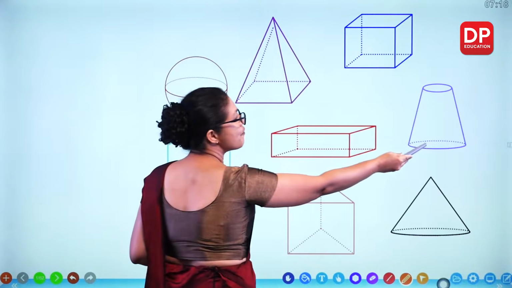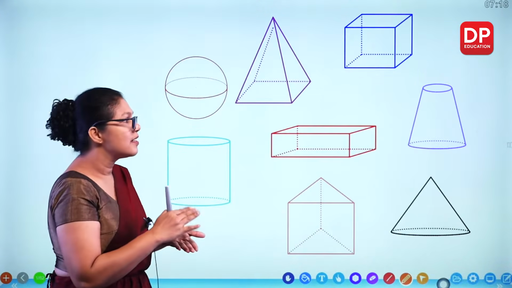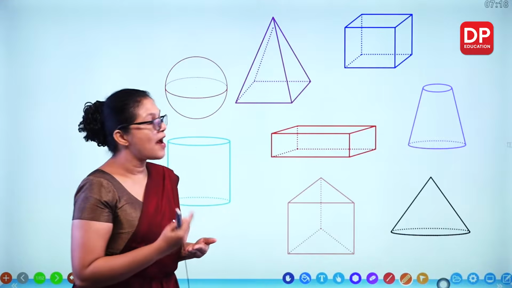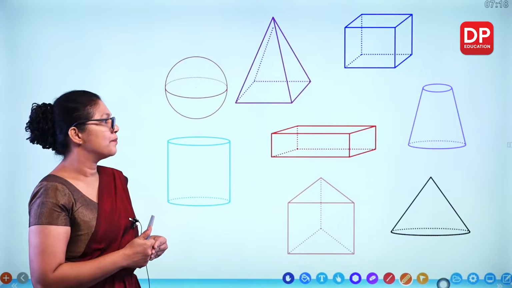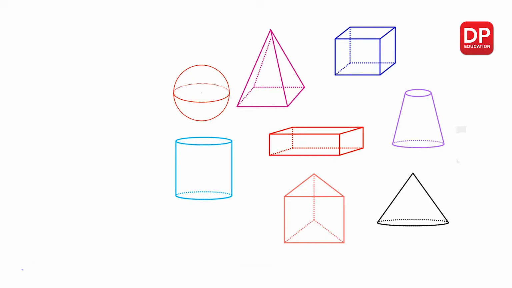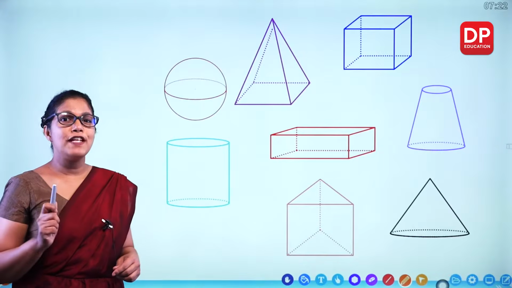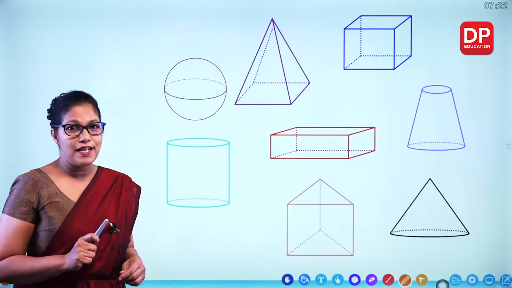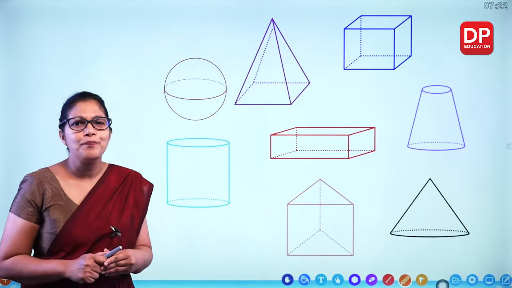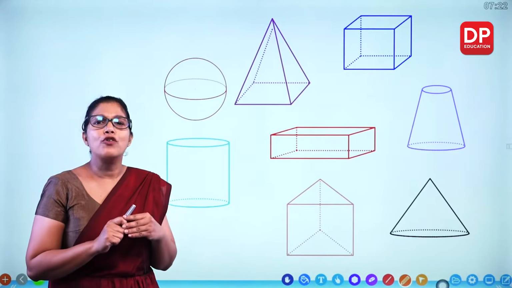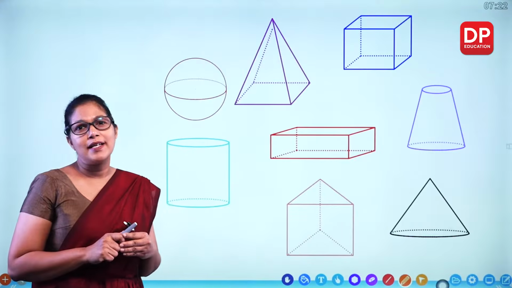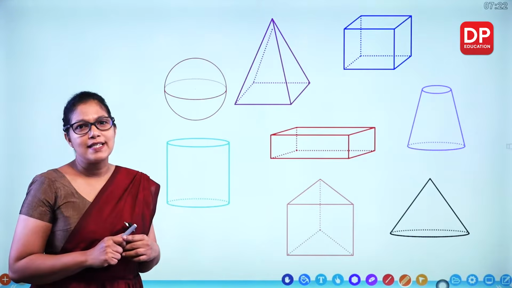Here, a frustum. When you cut a cone from another cone, we get a frustum. So all these are solids. A solid has a definite shape and a definite volume. So what is volume? Volume is the amount of space required by the solids.